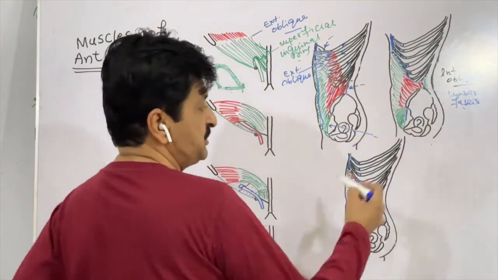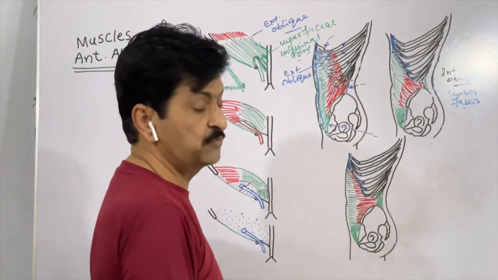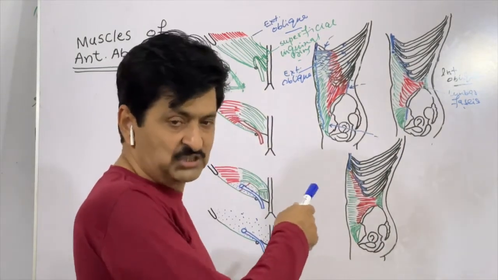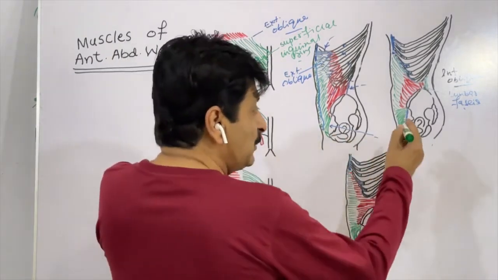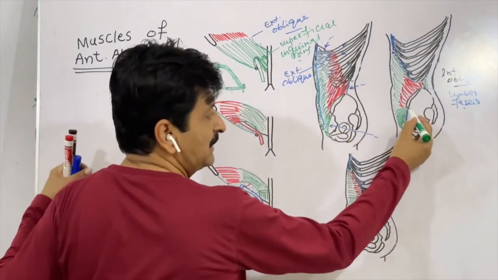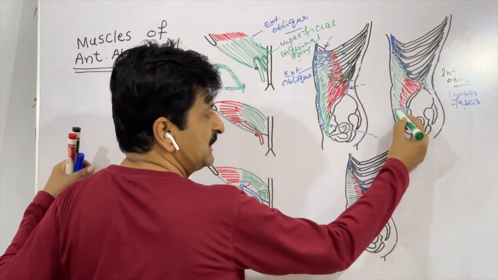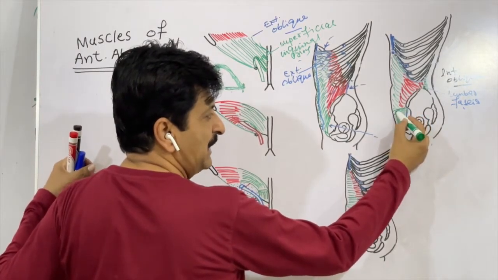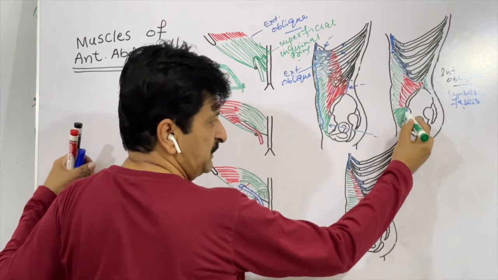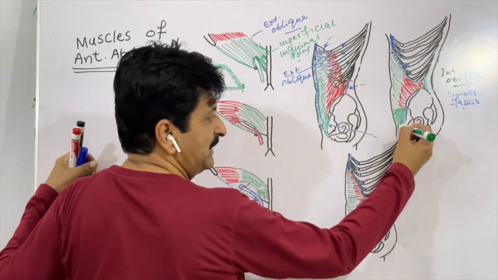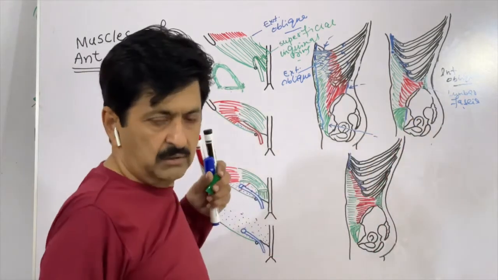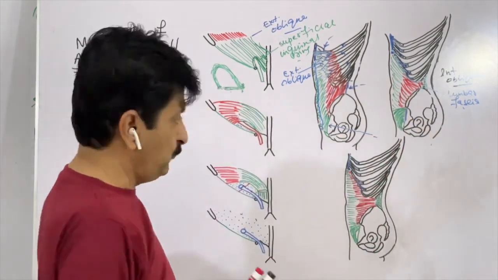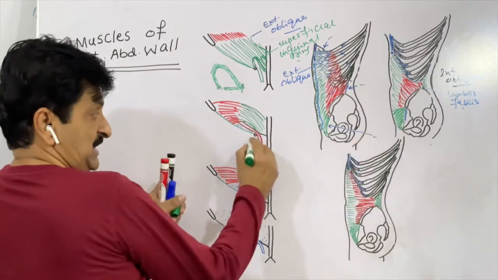But those fibers, especially those fibers which take origin from the lateral 2/3 of the inguinal ligament, are very important. If you see these, they are not going obliquely upward. In fact, they are coming a little bit horizontal and they are arching in such a way that they form the lower part of your linea alba, and they will be inserted here to the pubic crest here. You watch here.